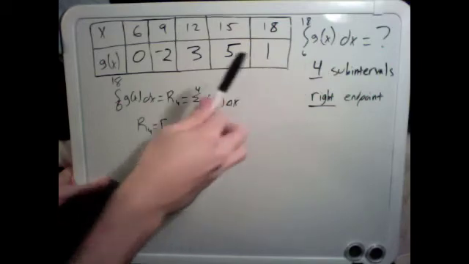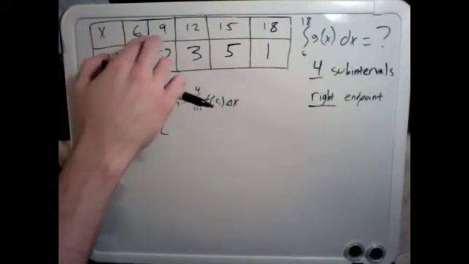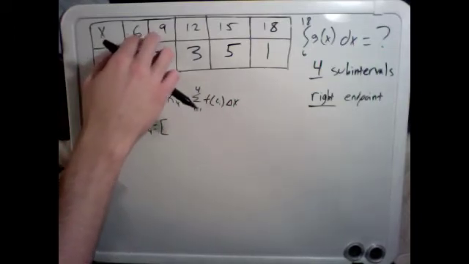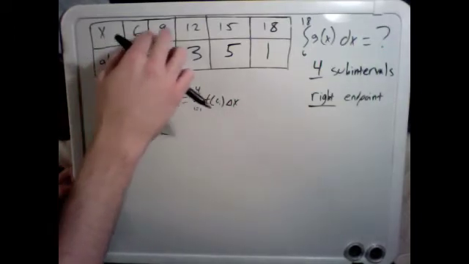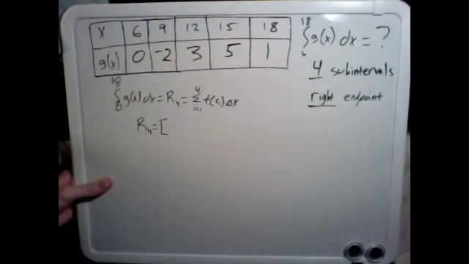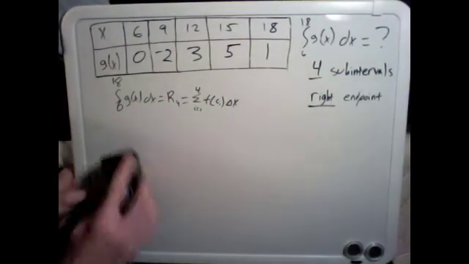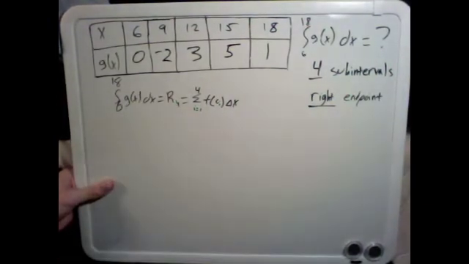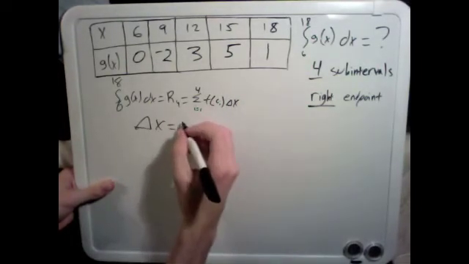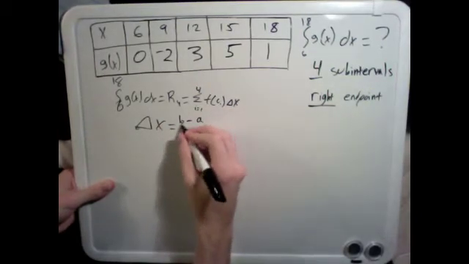We're told that there are 4 equal subintervals, and we can split this up into 4 groups: 6 to 9, 9 to 12, 12 to 15, and 15 to 18. And before we find R4, we want to find our delta x. Delta x is going to be equal to b minus a over n.